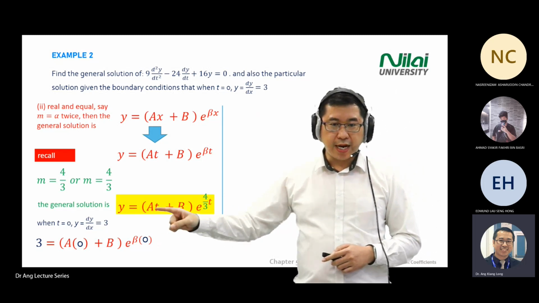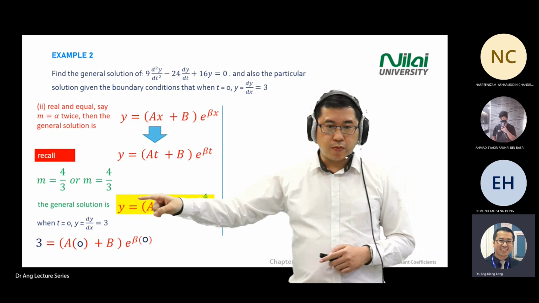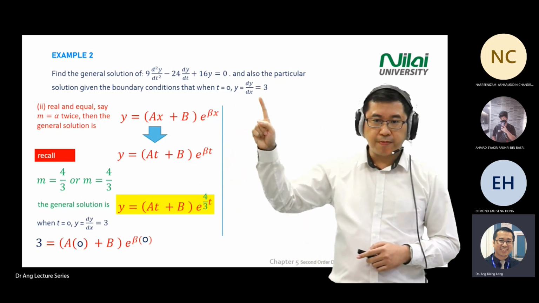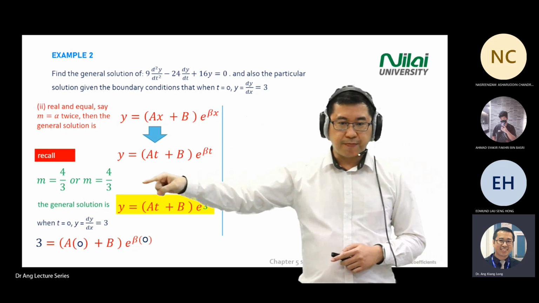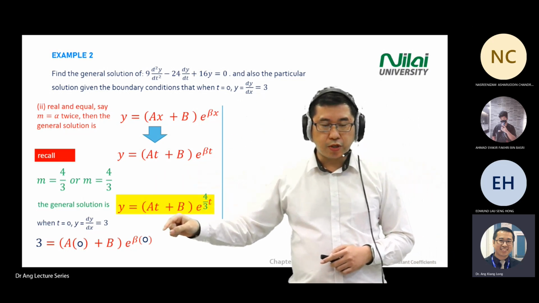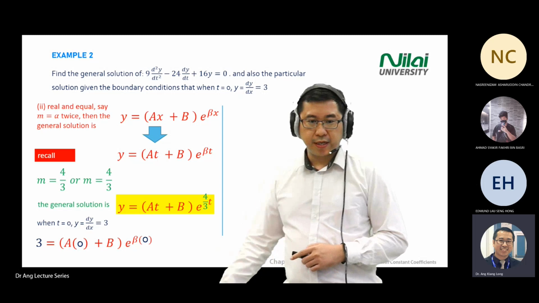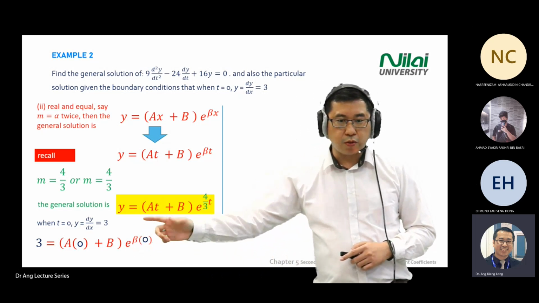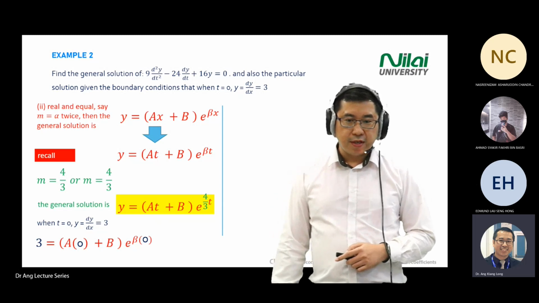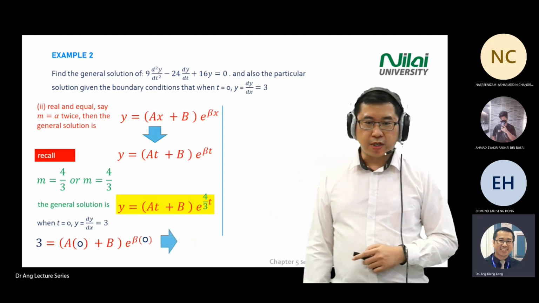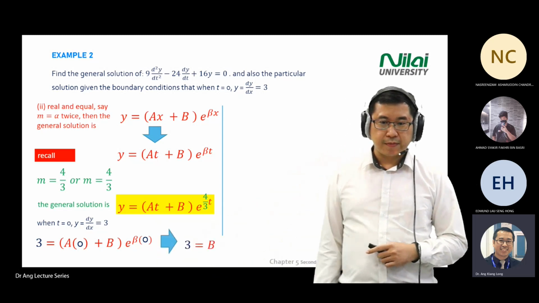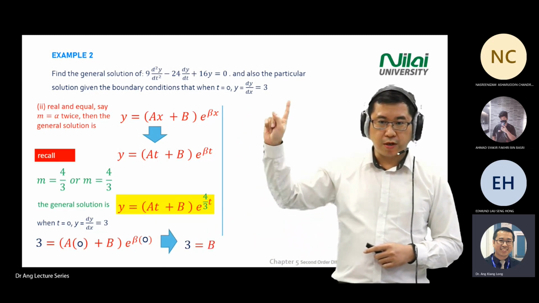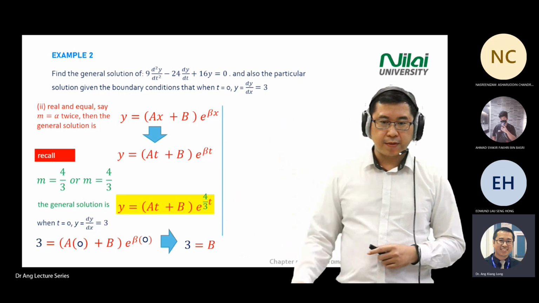So from here you get, and then remember what's your y in the question, y equal to 3. Basically y equal to 3, substitute inside there, you get the new equation. What is a plus b, 3 equal to a t is 0, so you don't have a anymore, so you only have b equal to 3. Okay, so here to here is the substitution of the statement here.